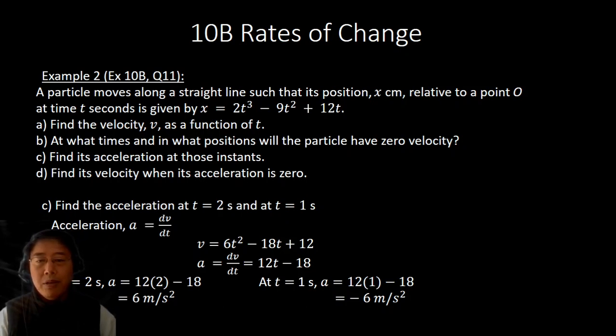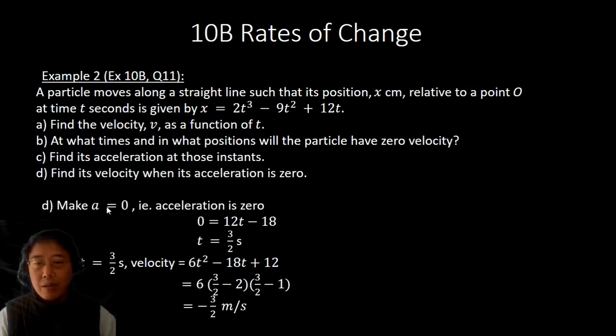Alright, part D, find its velocity when its acceleration is 0. Your acceleration is a linear rule. We solve that, we make it equal 0. That's a linear equation. t equals 3/2 or 1.5 seconds. You substitute into here. Again, just be careful, it's asking you for the velocity, so you need to use your velocity expression. Substitute t equals 3/2 and you get a negative velocity of negative 3/2, again centimeters per second.